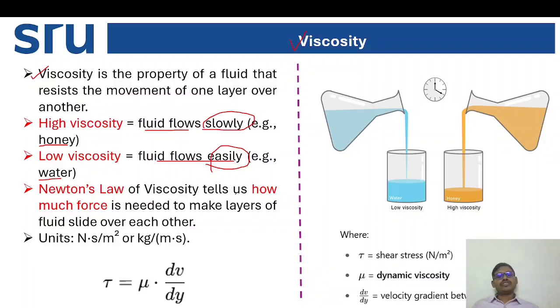Newton's law of viscosity tells us how much force is needed to make layers of fluid slide over each other, which is in Newton second per meter square or kg per meter second. Now you can take, here it is water, here it is honey. Water will fill quickly, but honey will take time because of high viscosity.